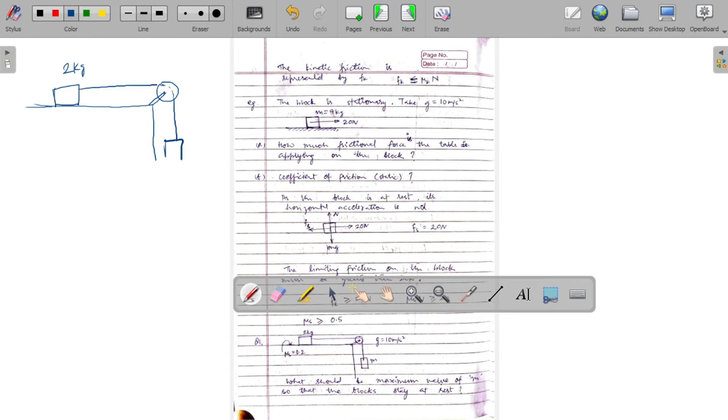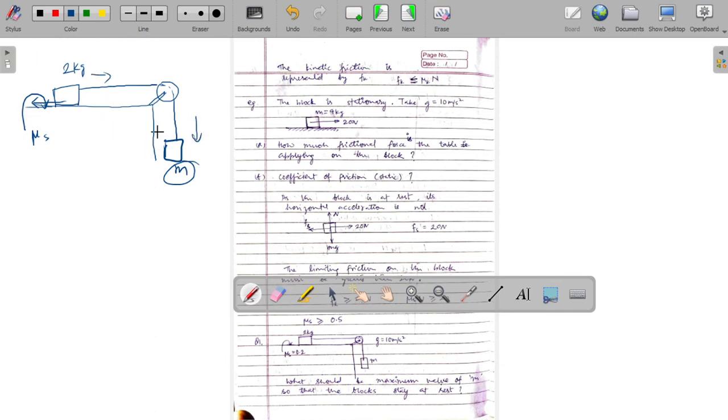This is connected to the block of mass m. So we are supposed to find the maximum value of small m so that the system remains at rest. When we talk about the maximum value of m, that means we are talking about the maximum value of friction happening at this point, right?